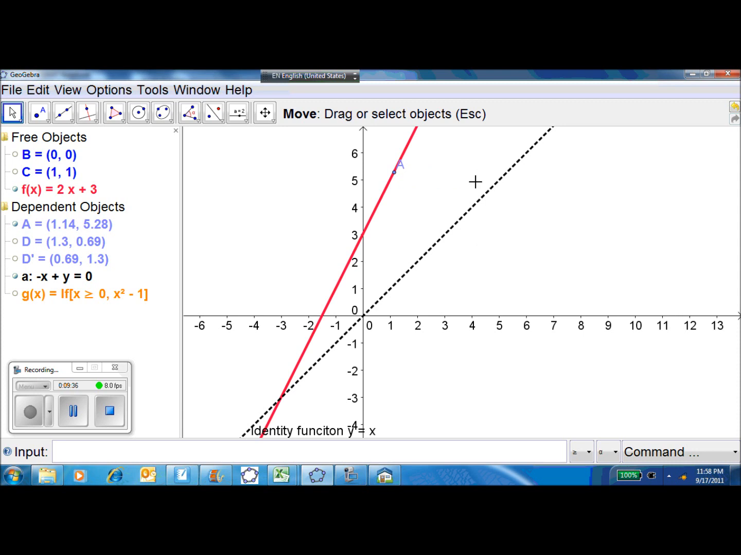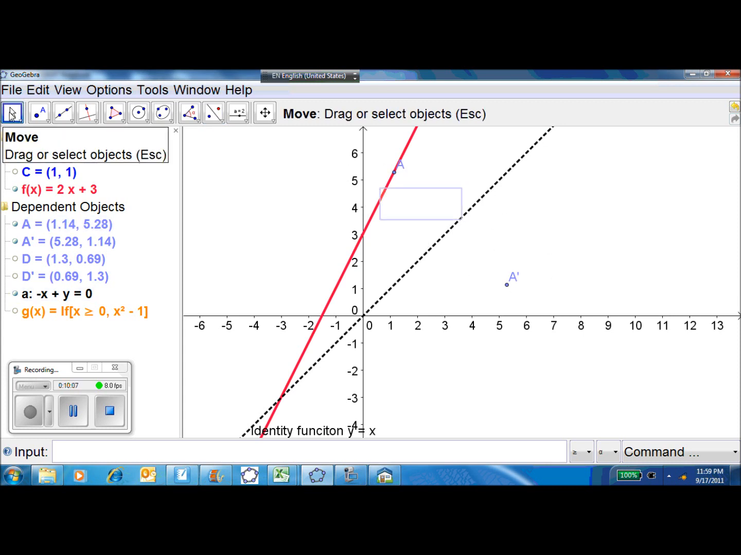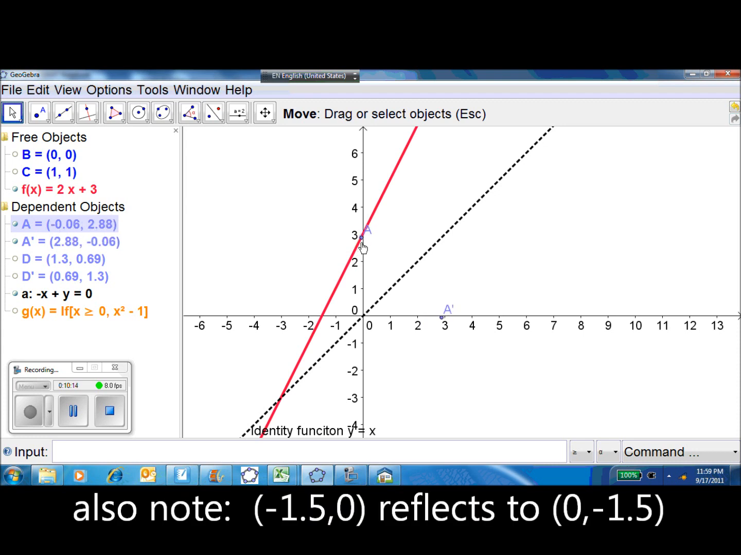And we want to reflect the points on our function over this line. Now, an easy way to reflect points over the line is in GeoGebra, you can actually do a reflection. You come over here to this symbol, reflect object about a line, select object to reflect, then the line of reflection. We select A, and then we select this line, and it creates A prime. That's the mirror image of A. If we grab that point A, you can see that the mirror image slides along with it. And when the original function is at (0, 3), the inverse function is at (3, 0).